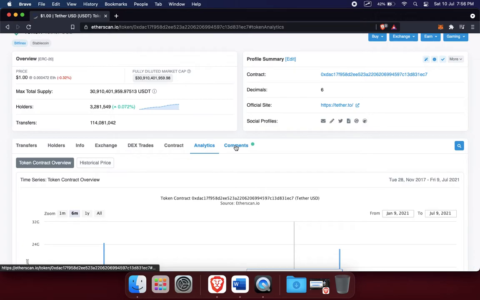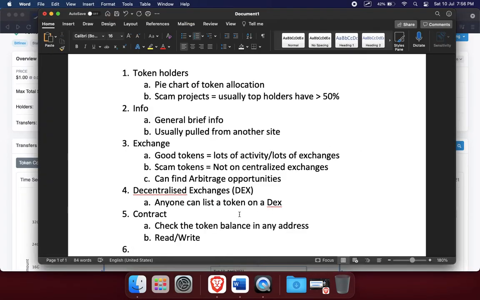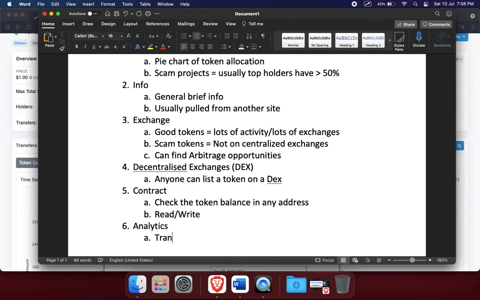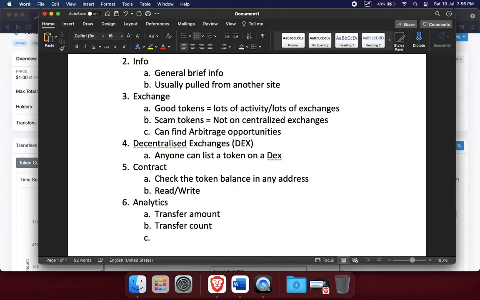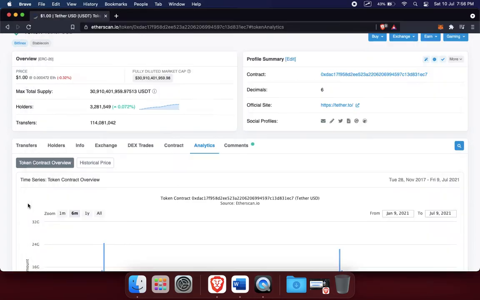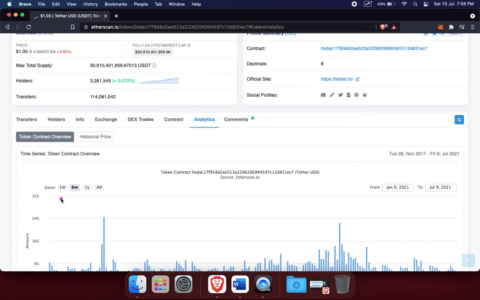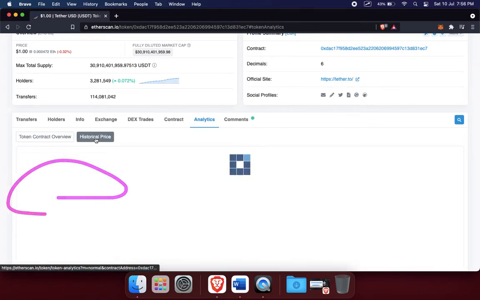So it's pretty interesting. You can look at analytics, find things like transfer amount, transfer count, which are fairly easy, and unique addresses, etc. Visually, it's a lot easier to see, and you can also change the timelines. Historical prices are also available.